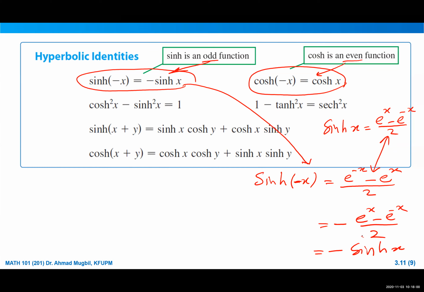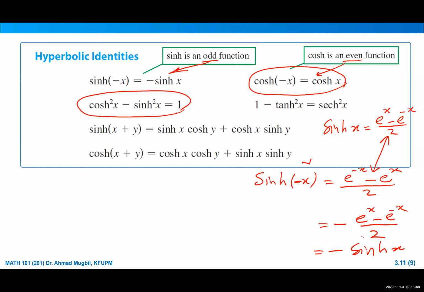Okay, are you with me, Shabab, now? Also here, this is similar to the identity that we have for sine and cosine. Just give me a minute, Shabab. Let me pause recording. Let's resume.